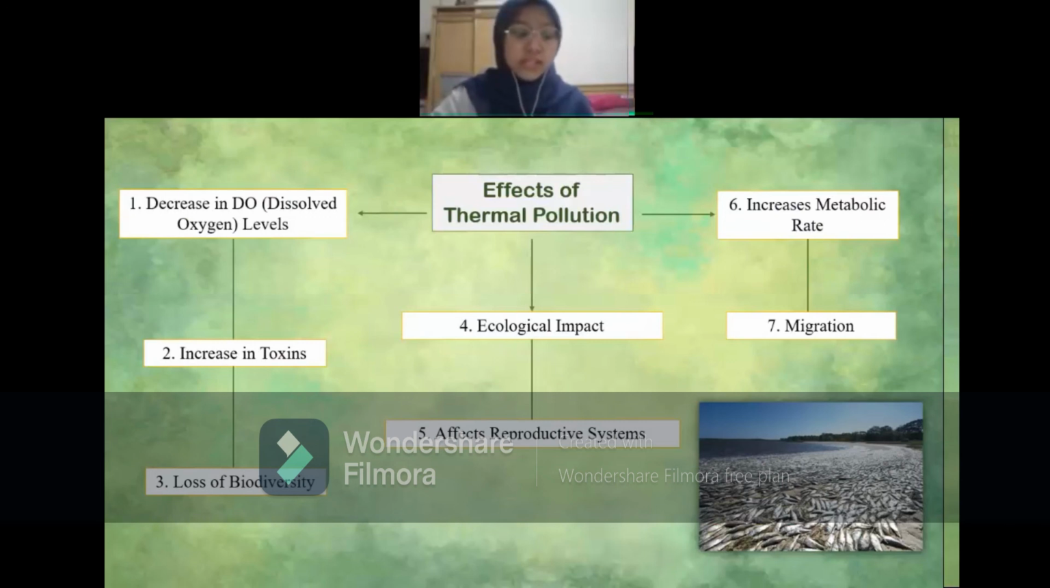Number 6 is increased metabolic rate. Thermal pollution increases the metabolic rate of organisms as increasing enzyme activity occurs that causes organisms to consume more food than what is normally required. And the last effect of thermal pollution is migration. The warm water can also cause particular species of organisms to migrate to a suitable environment that would cater to its requirements of survival.